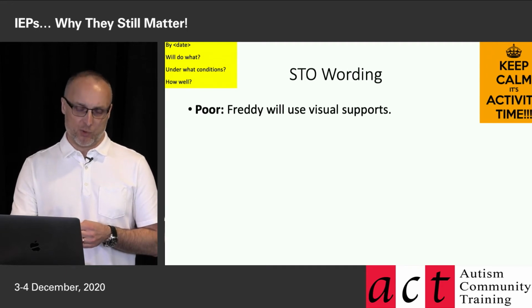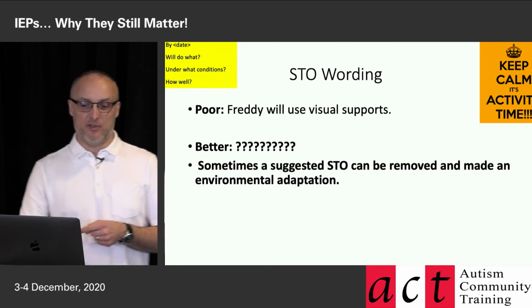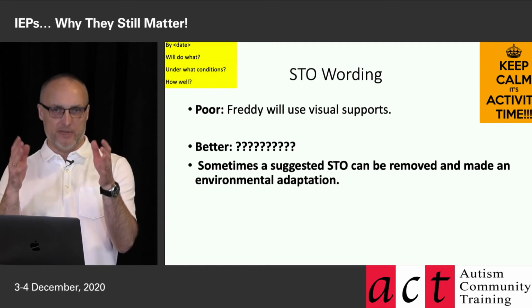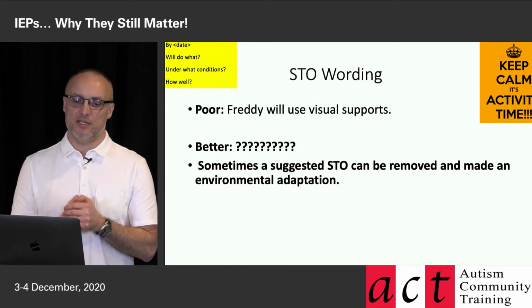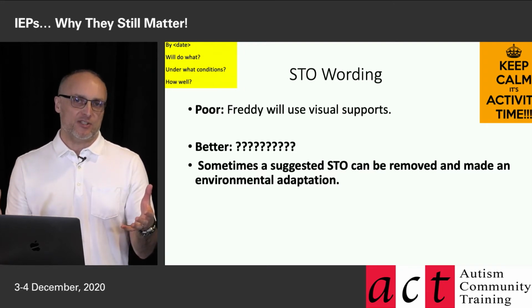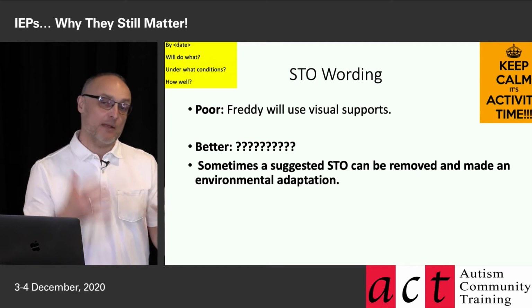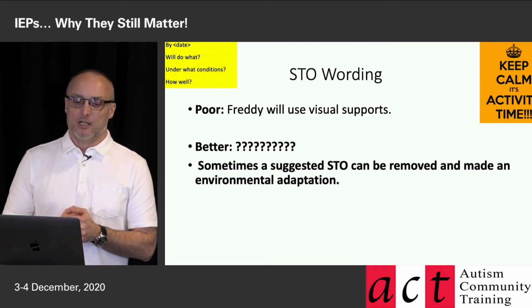Freddie will use visual supports. Sometimes a suggested short-term objective can be removed and made an environmental adaptation. Not something that I've talked about. Many of you on the teaching side of the audience are familiar with these. Environmental adaptations are good practices that we employ as teachers to enable the success of our students, but they're not things that we teach our students to do.